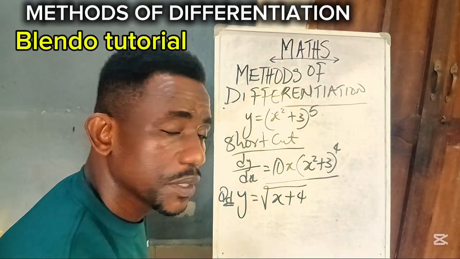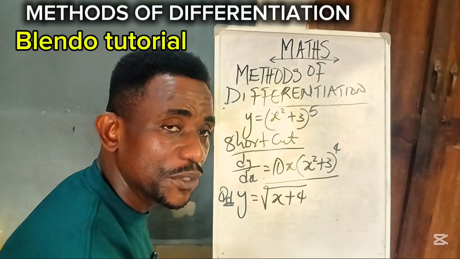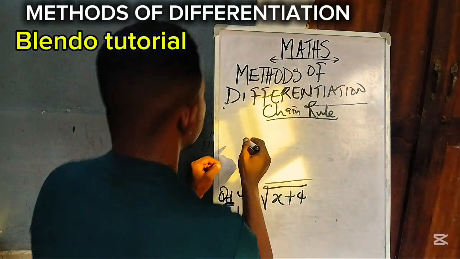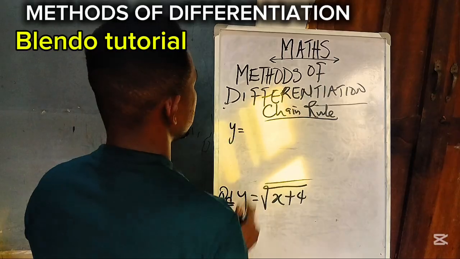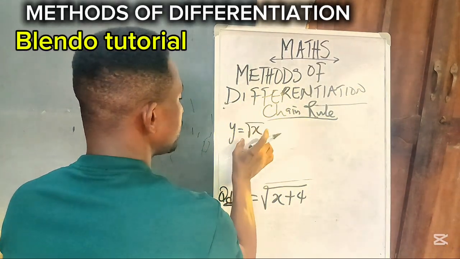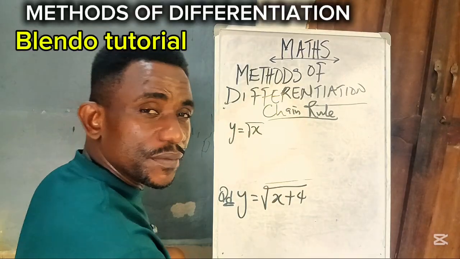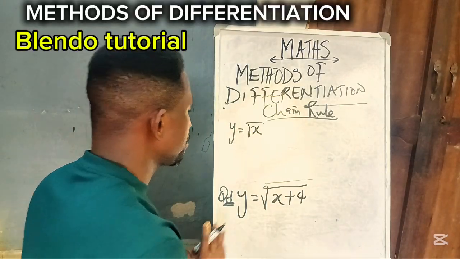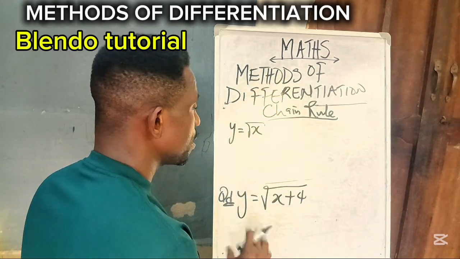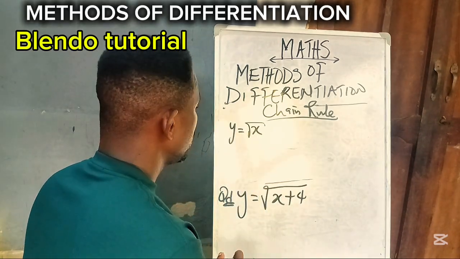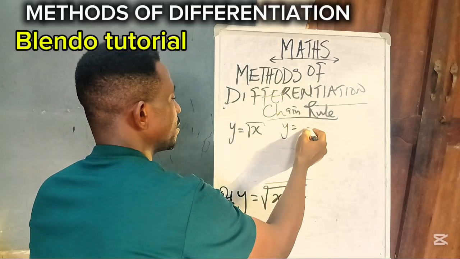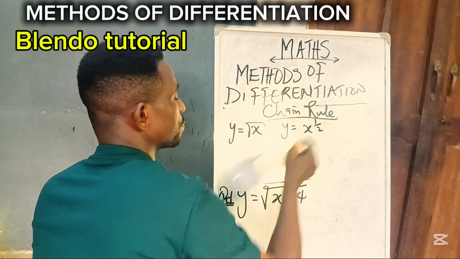This is also a composite function. We already have that y is equal to root x. This is an irrational function, and for an irrational function, the root of any number is solved. We already know that y is the same thing as x raised to the power 1 over 2.